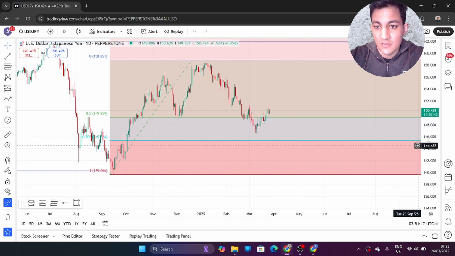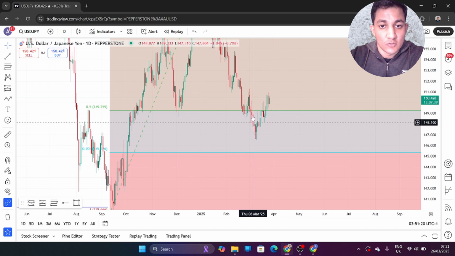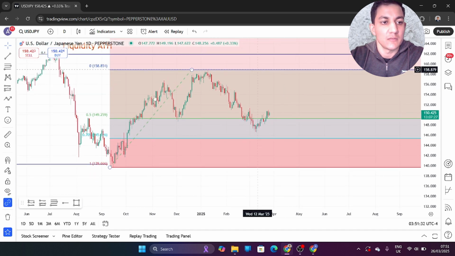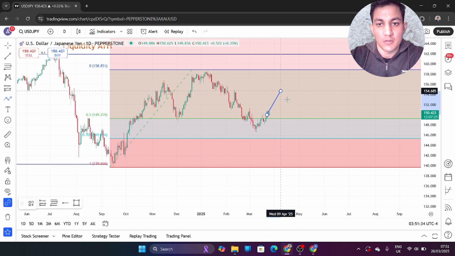So all of this right here is accumulation. Look at all these dojis here. This is smart money buying, buying, buying, and telling their friends to buy. They're accumulating all their orders here. And then what they're going to do is ride price all the way up to this, right? Ride price all the way up like this.